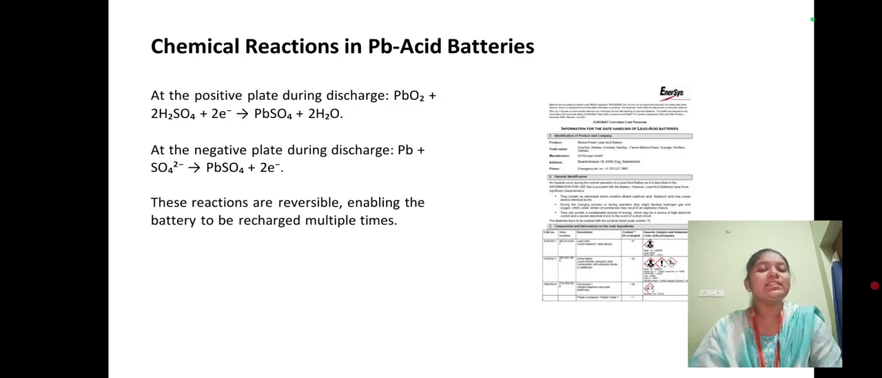And now we discuss the chemical reactions of lead acid batteries. At the positive plate during the discharge, PbO2 + 2H2SO4 + 2e- gives PbSO4 + 2H2O. At the negative plate during the discharge, Pb + SO4 2- gives PbSO4 + 2e-. These reactions are reversible, enabling the battery to be recharged multiple times.